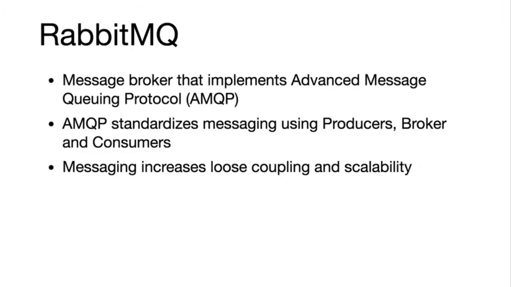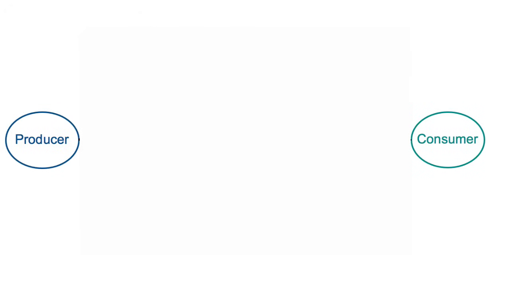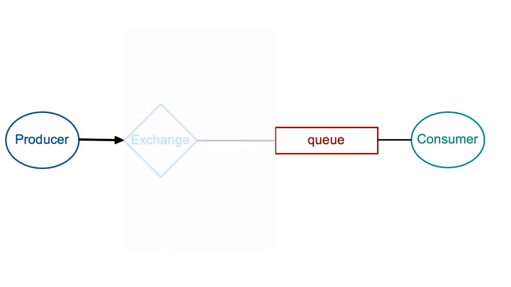Here's how AMQP works. We have a producer and a consumer. Between them lies a queue. The producer sends a message to the queue. However, he never uses a queue directly. Instead, he uses an exchange.